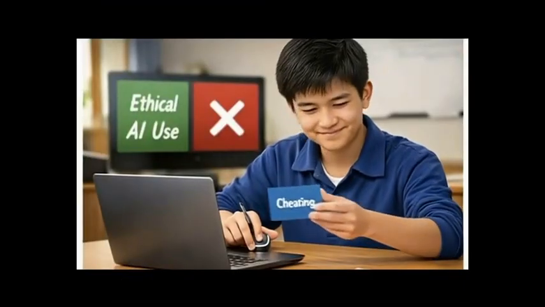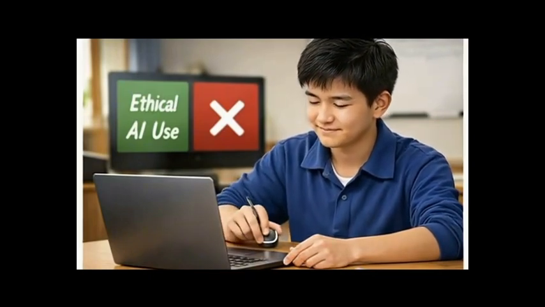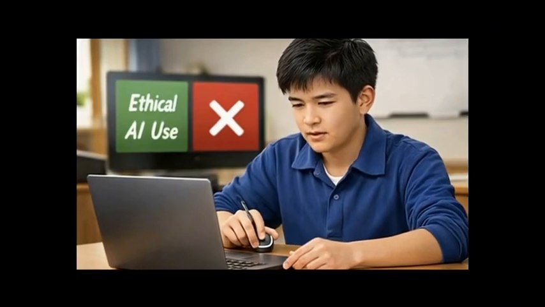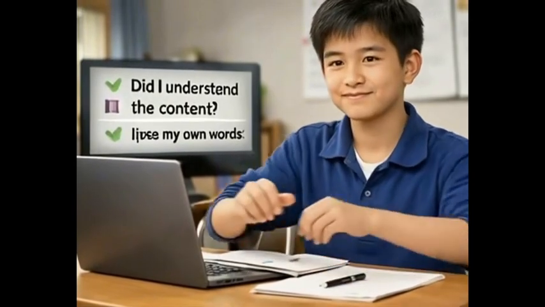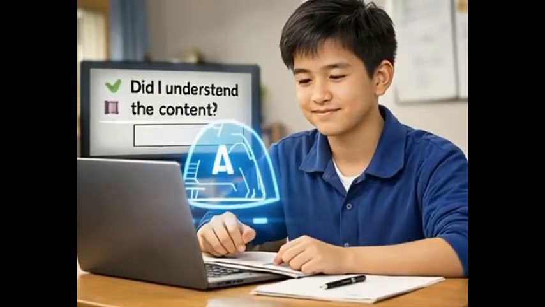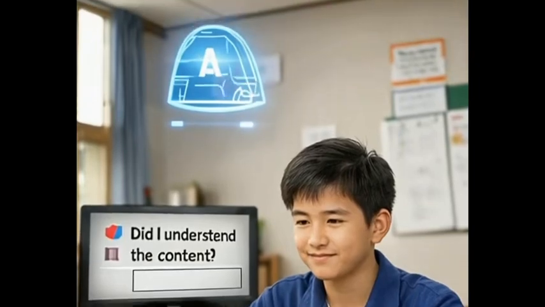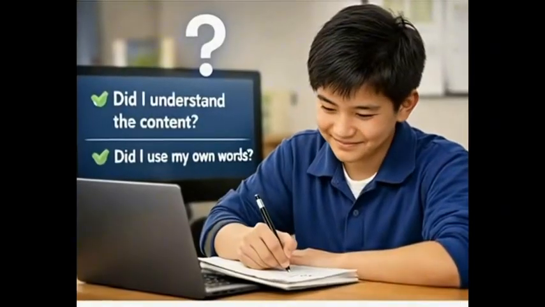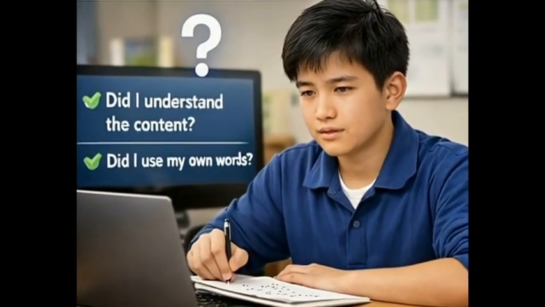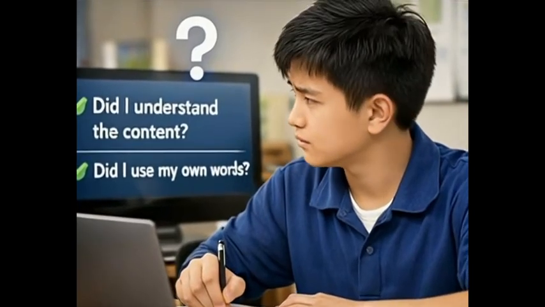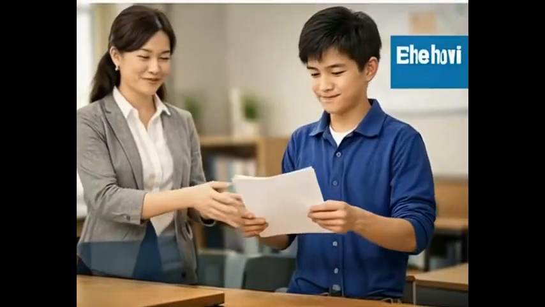Academic dishonesty happens when AI is misused. For example, copying AI answers and submitting them as your own work, or using AI during a test without permission. In these cases, the work does not show the student's real ability. This is considered cheating. Ethical AI use helps you learn and improve.